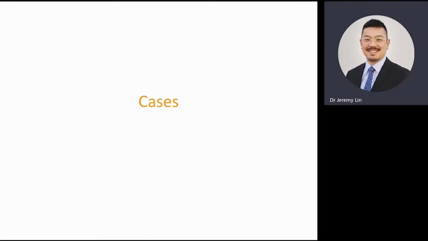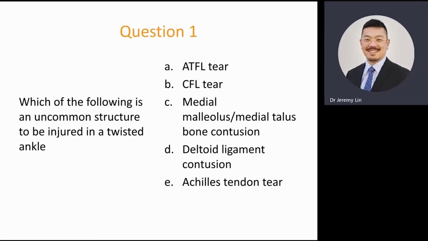So now we're going to get to the cases. Before we start into the first case, we're going to go into the first question of the night. Which of the following structures is an uncommon structure to be injured when the patient twists their ankle? Is it A, an ATFL tear, B, a CFL tear, C, a medial malleolus / medial talus bone contusion, D, deltoid ligament contusion / sprain, or E, an Achilles tendon tear?